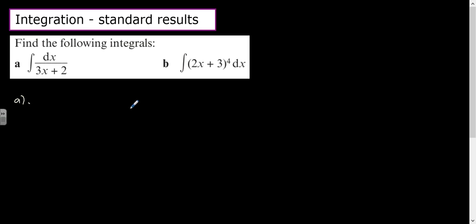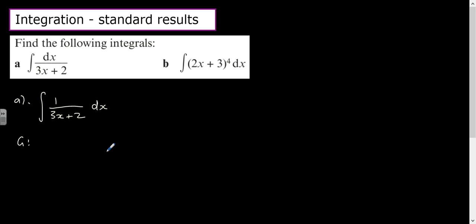This actually came up in an edXL exam a couple of years ago, and a lot of people were thrown by it because the dx isn't in the usual place. But dx over 3x plus 2 is just 1 over 3x plus 2 dx. That's what it's asking us to do. Think of it as multiplying the dx here; that would go on the numerator. So that's what we're doing. Now that we've got it in that fashion, we make our guess.